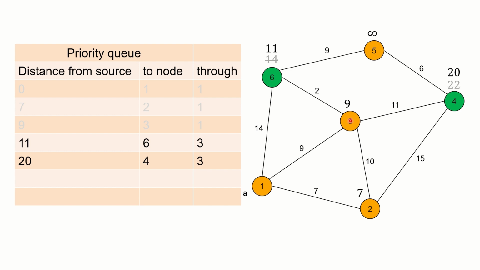Through node 3, we can reach node 4 with total distance of 20, which is less than the previous distance of 22 through node 2. Hence, we update node 4.